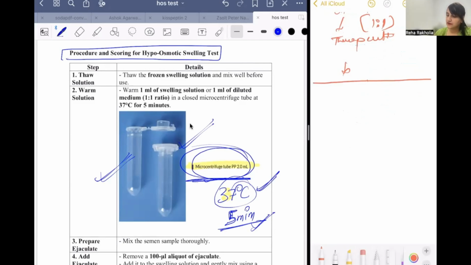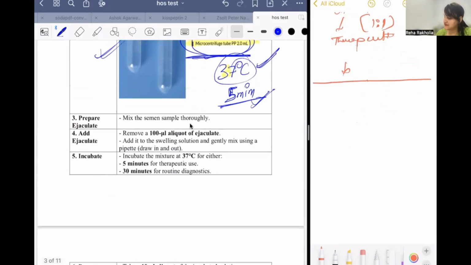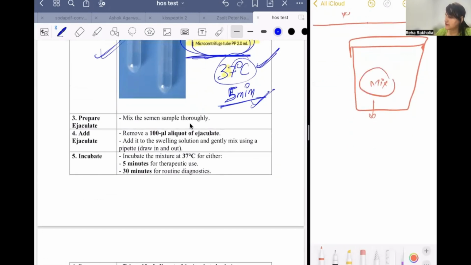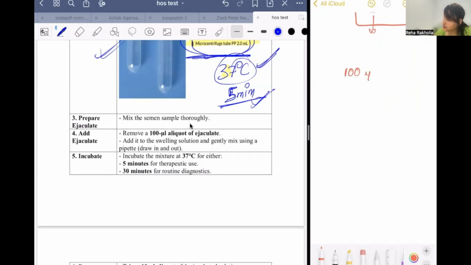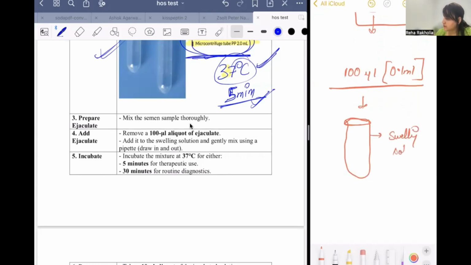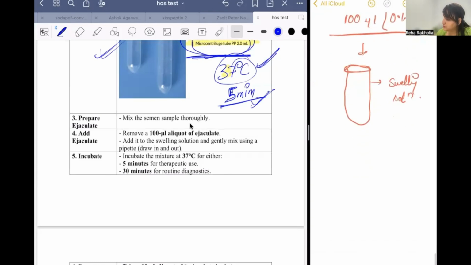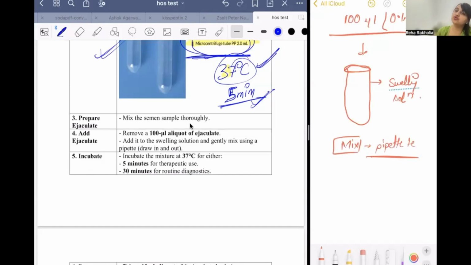Then we have to prepare the ejaculate. We'll get a semen sample and mix it thoroughly to ensure that sperm are evenly distributed. This prevents biased results from an uneven sample. Then we'll add the ejaculate. We'll take 100 microliter, meaning 0.1 ml, of semen and add it to the 1 ml swelling solution. We mix with the pipette gently, drawing the solution in and out. This step ensures that all sperm are exposed to the hypotonic solution evenly.